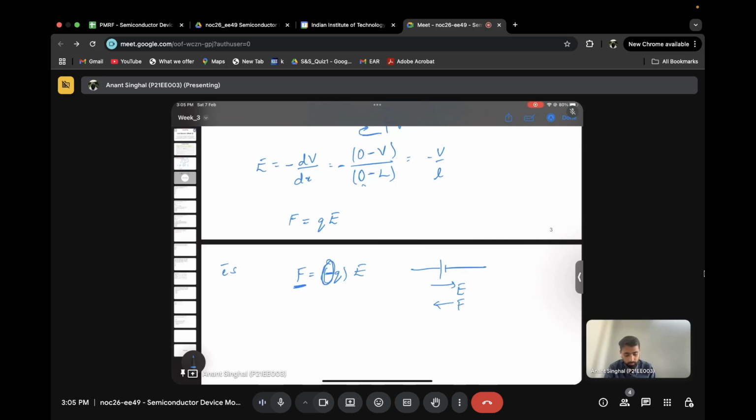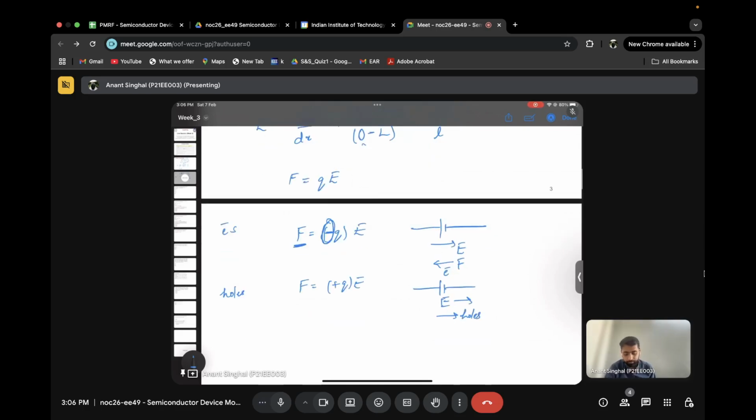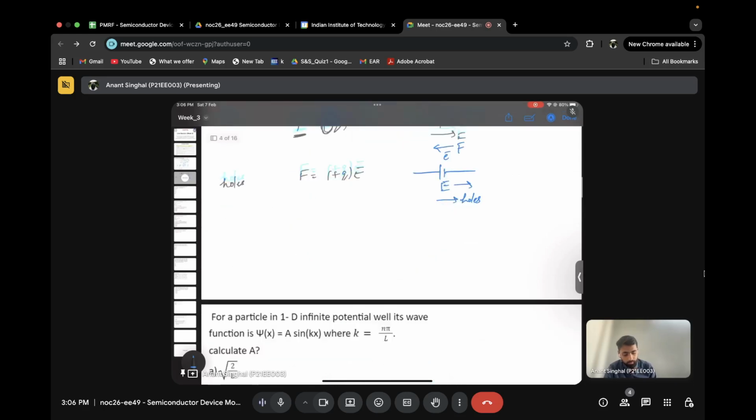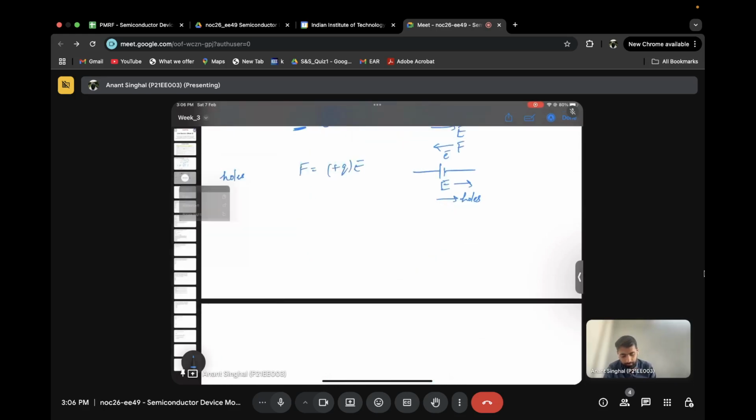So this will be the direction of the force, or the electron will feel the force in this direction. And if I say the same about holes, now we know that the hole has a positive charge, right? So if the electric field is from higher potential to lower potential, the holes will also feel the force from higher potential to lower potential, right? So this is a very basic concept of what electric field is.